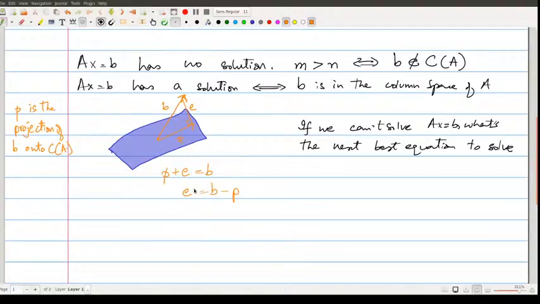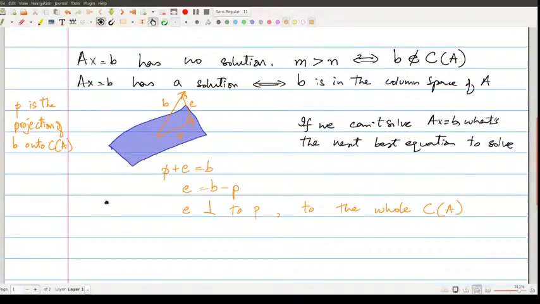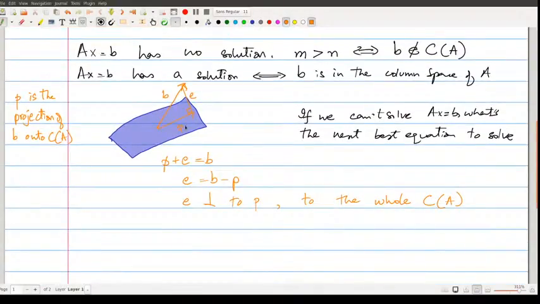And the way I've constructed this is that e is going to be perpendicular to p, but also to the whole column space of A, right? Okay, so that's the next best equation that we can solve.